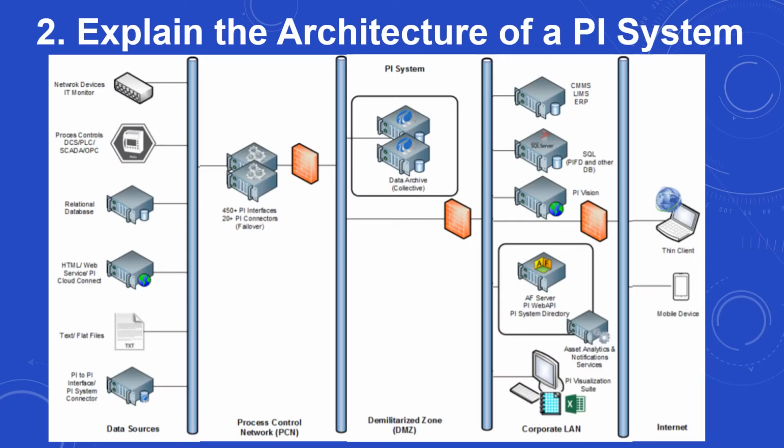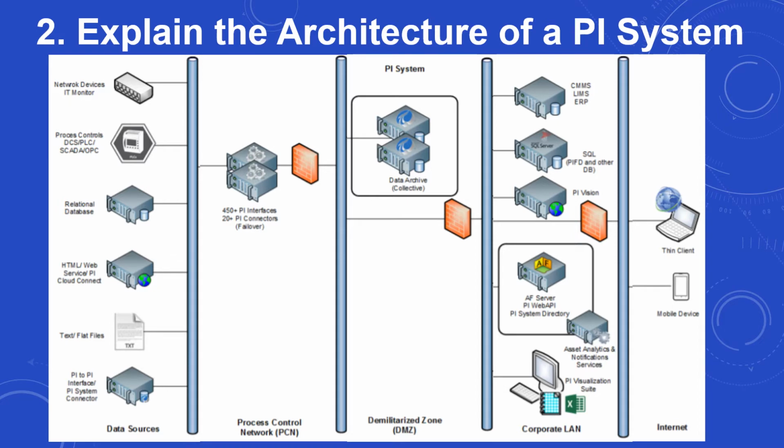Next question, explain the architecture of a PI system. A simple architecture of a PI system consists of data sources, which can be IT monitor, process control, DCS, PLC, SCADA, OPC, relational database, HTML web service, or text or flat files, and also it can be PI to PI interfaces. From the data source, it is collected through a PI interface. OSIsoft provides about 450 plus interfaces and 20 plus PI connectors.